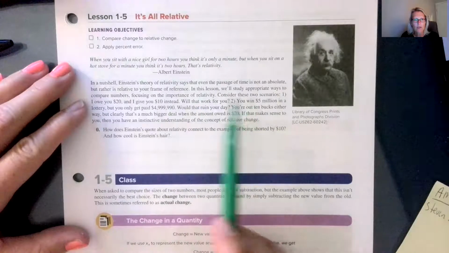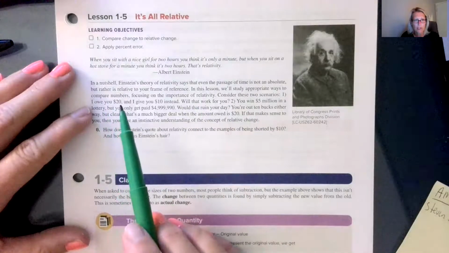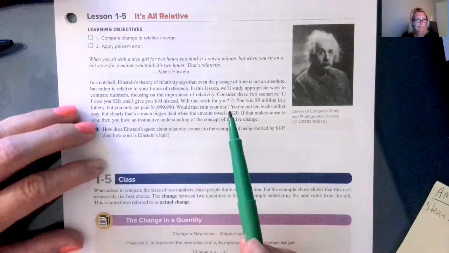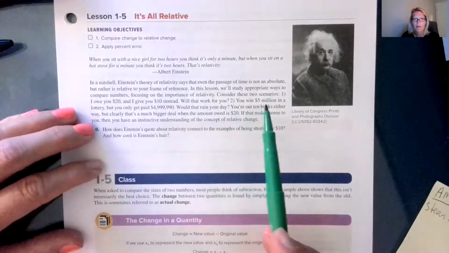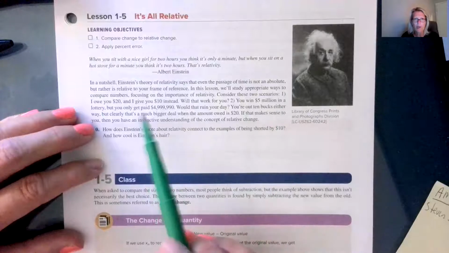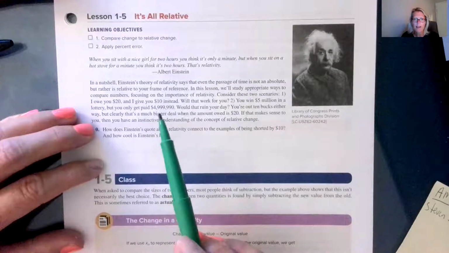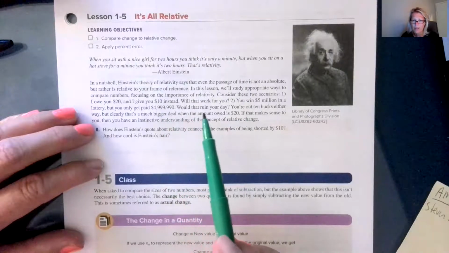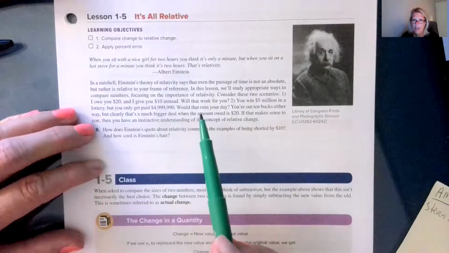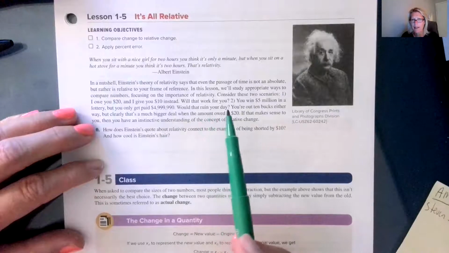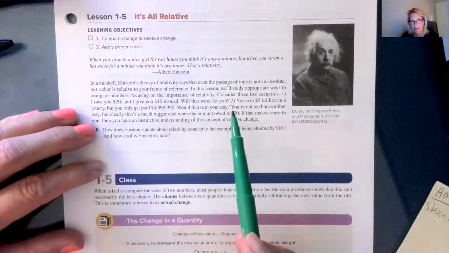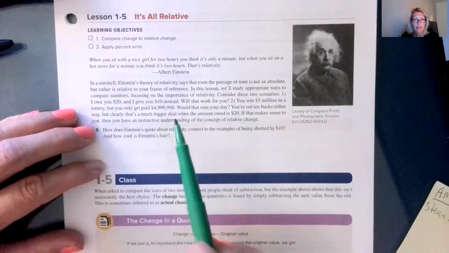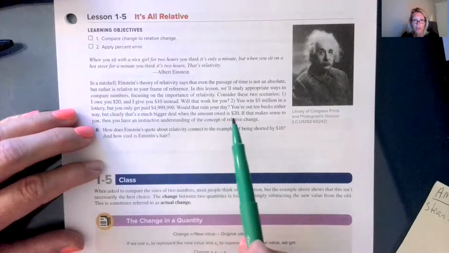Consider these two scenarios. One scenario is I owe you $20 and I give you 10. Will that work for you? Not for me. The other: you win 5 million in a lottery, but you only get paid $4,999,990. Would that ruin your day? I'd want to know where my extra $10 was, but probably not ruin my day. You're out $10 either way, but clearly that's a much bigger deal when the amount owed is 20.